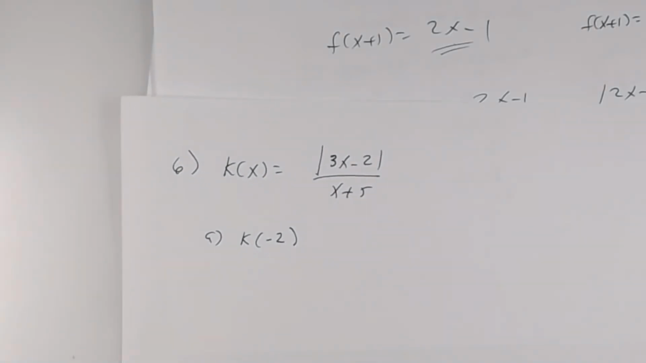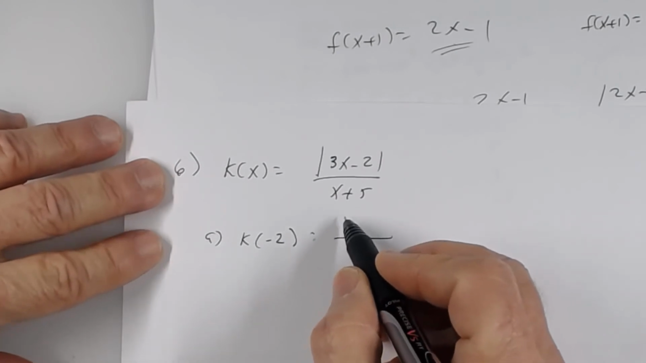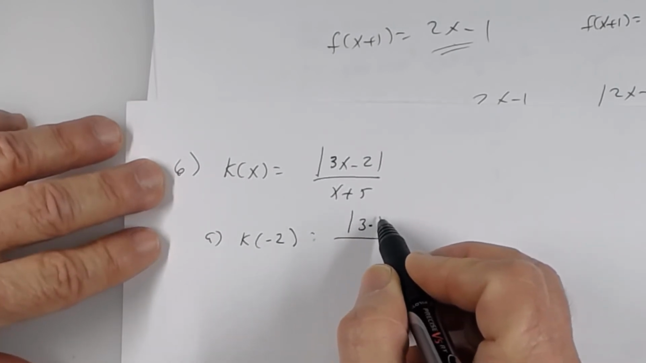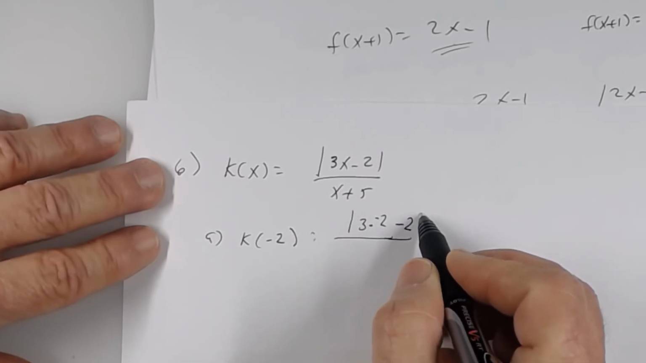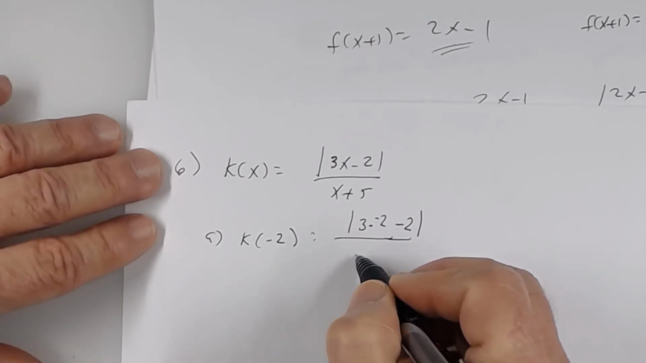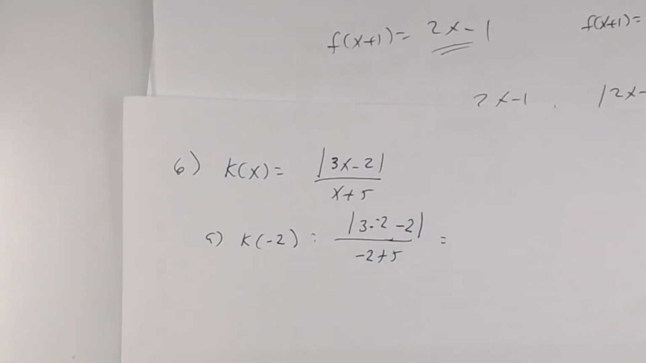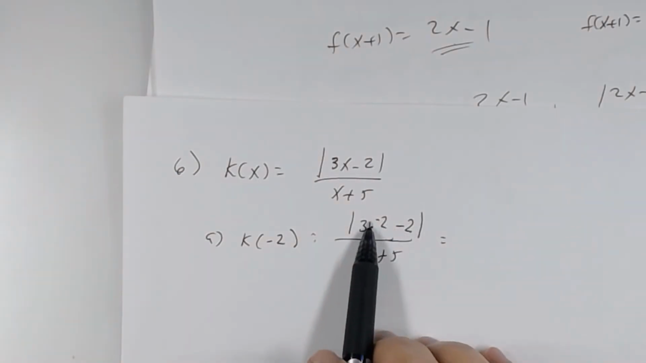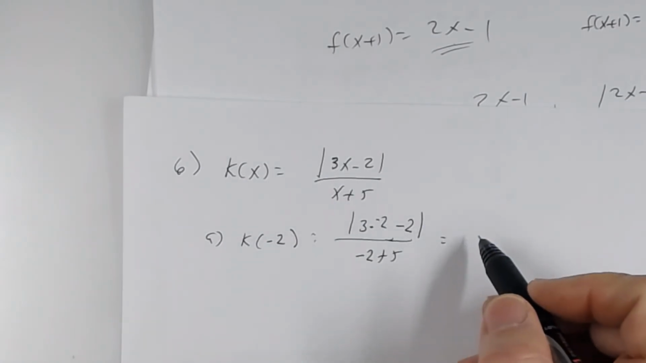What does that mean? Where we see the variable x, what do we substitute? Negative 2. All right, so in the numerator, I get the absolute value of 3 times x. What's x? Negative 2. Whatever that is, I've got to subtract 2, and then whatever that is, I've got to take the absolute value of that. The denominator is negative 2 plus 5. Okay? All right, so let's go further. Let's go to the numerator again. What's 3 times negative 2? Negative 6. What's negative 6 minus 2? Negative 8.